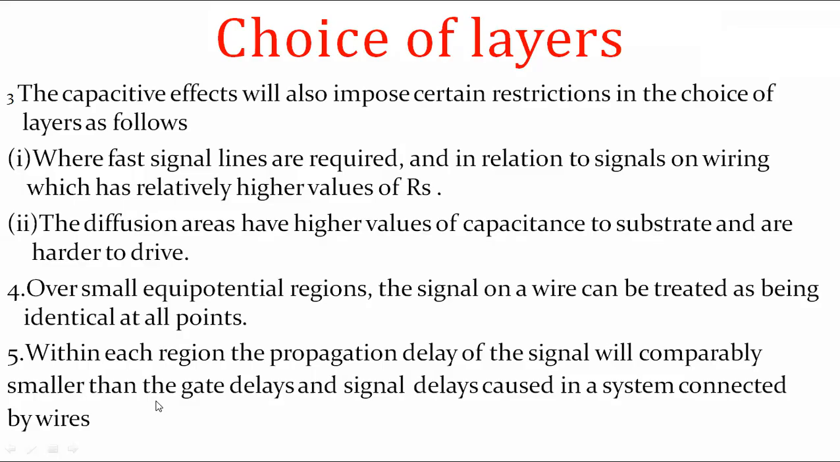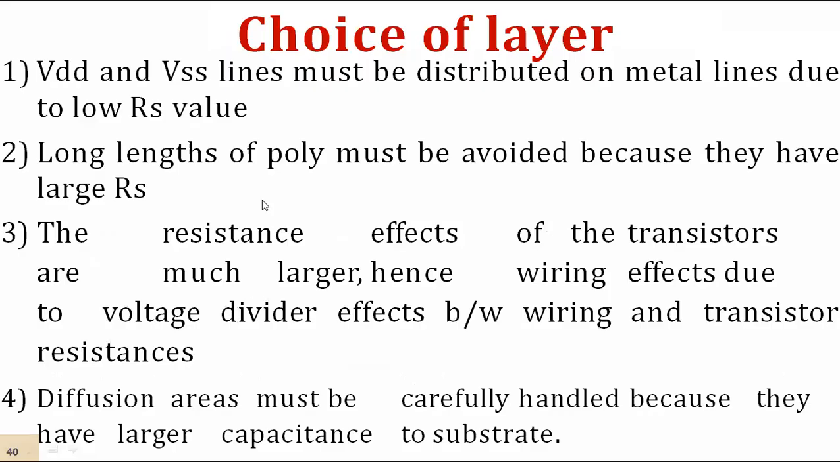Here you need to note two basic things influencing the choice of layer. First, VDD and VSS lines must be distributed on a metal line due to low RS value. Second, long lengths of polysilicon must be avoided because they have larger RS. We should not use polysilicon for carrying VSS and VDD lines. These are the two points related to the RS.